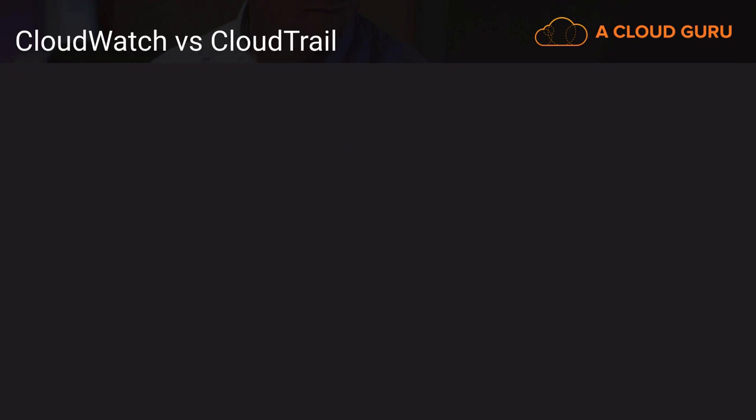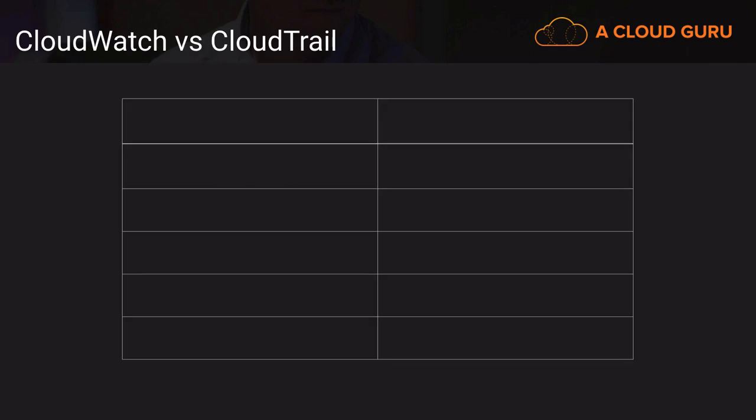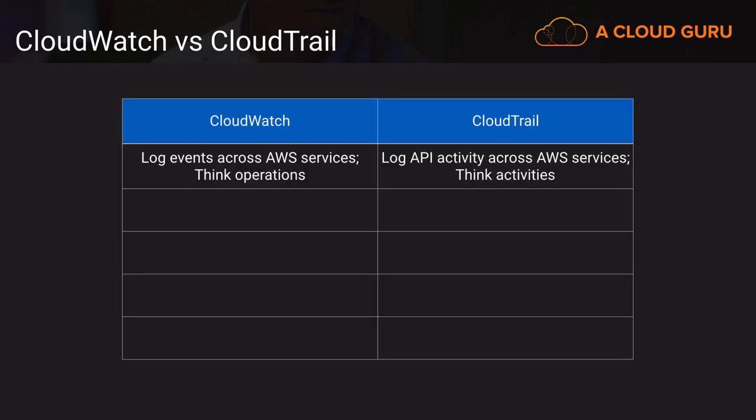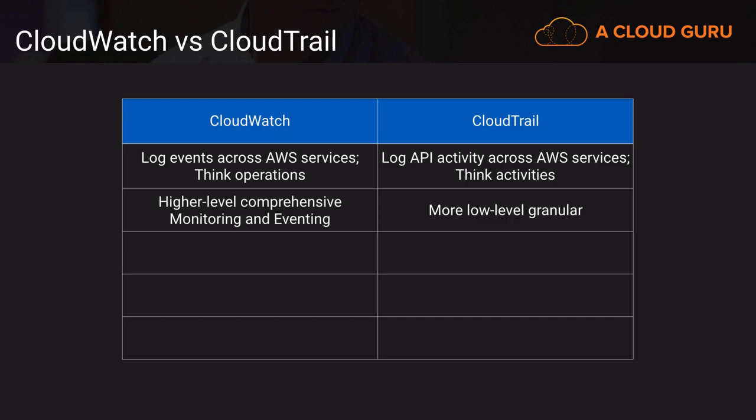Now, it's important for you to know the difference between CloudWatch and CloudTrail because, in fact, they are different and they serve different purposes. CloudWatch is really designed to log events across AWS services, whereas in contrast, CloudTrail looks at just the API activity across those AWS services. So think about CloudWatch more in the operations sense and CloudTrail more in the activities sense. CloudWatch is generally a higher level, more comprehensive monitoring and eventing engine, and CloudTrail is much more low level and much more granular. Both CloudWatch and CloudTrail can log from multiple accounts.